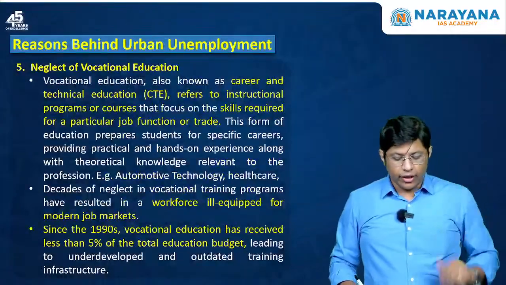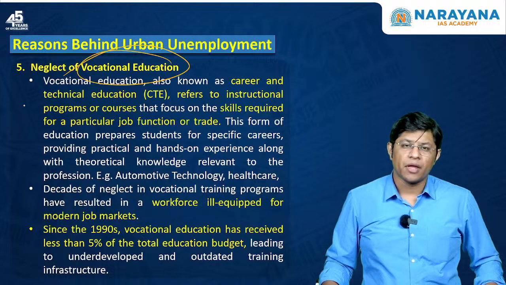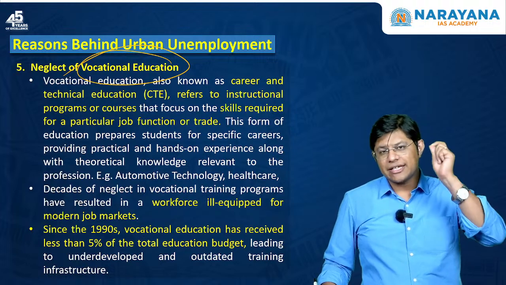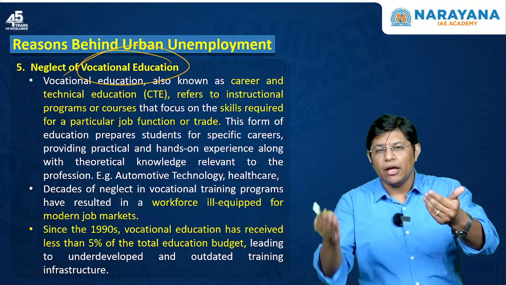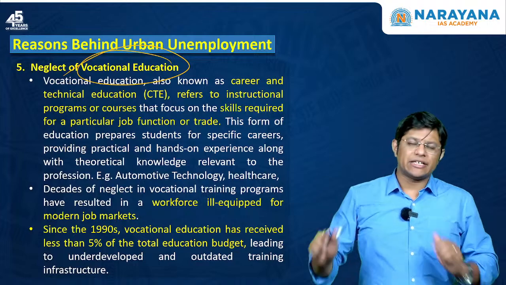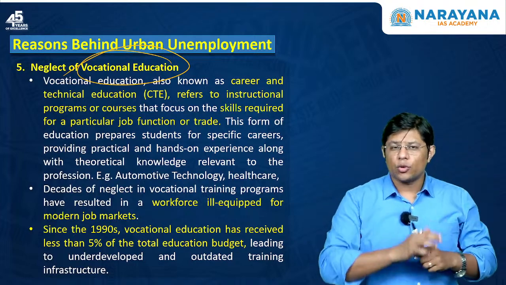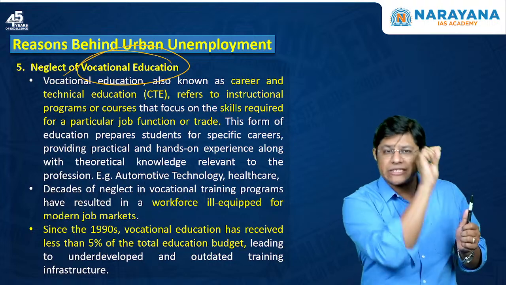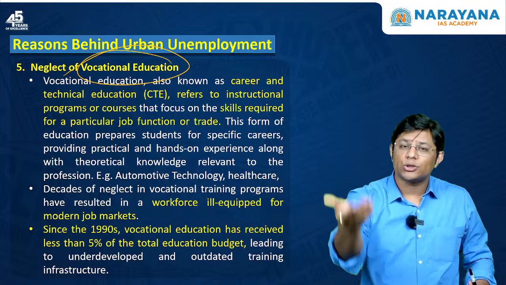The fifth, neglect of vocational education. Now, what is vocational education? Vocational education is the education wherein the skills are provided so as to meet the need of a specific job, right? Let's say, for example, to become a software engineer, these are the skills required. So, those required and specific skills are provided so that people find opportunities to gain employment.